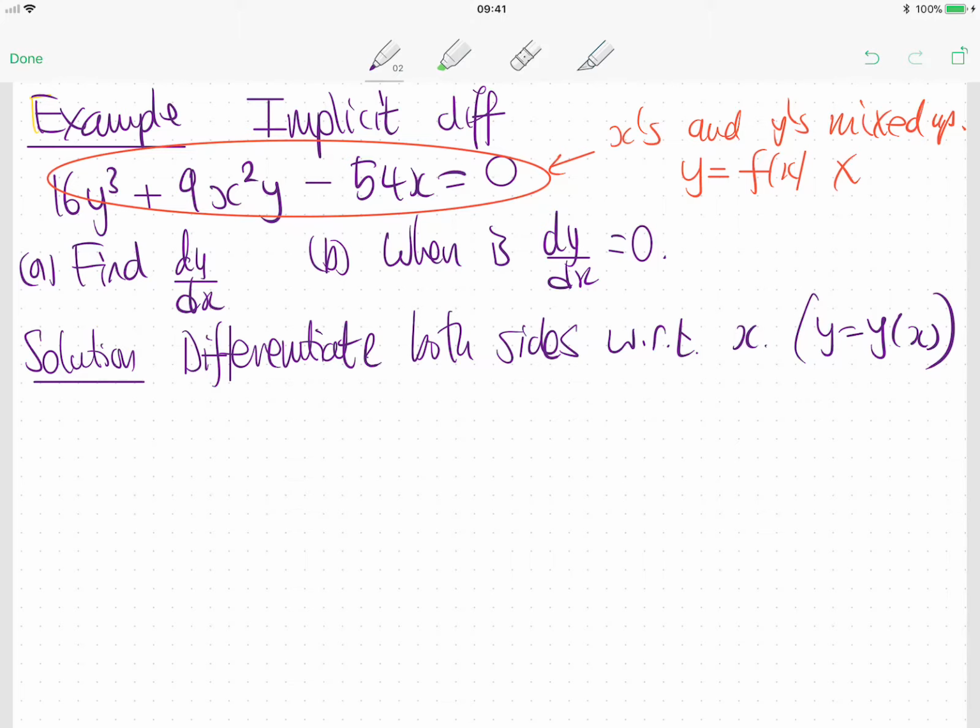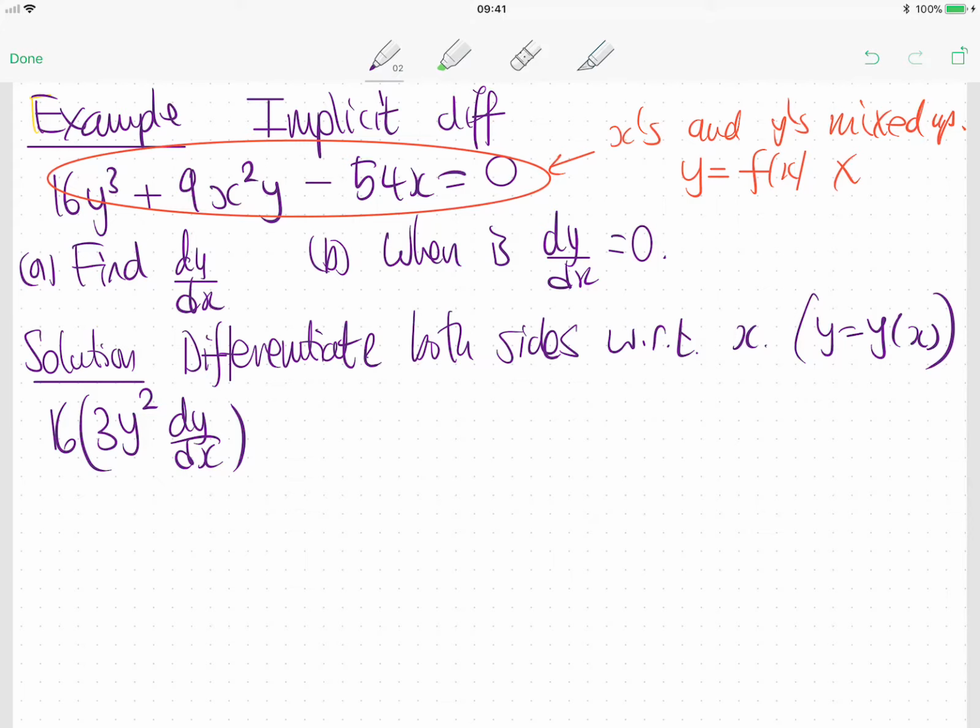Okay, so the first term, 16y to the power 3. The trick to these ones is just differentiate like normal. So the 3 comes down, drop the power by 1. And because there's a y instead of an x, we need to tag on a dy dx. Don't forget the 16 at the front.